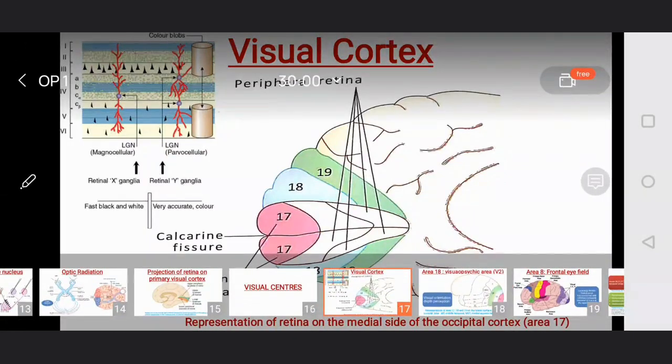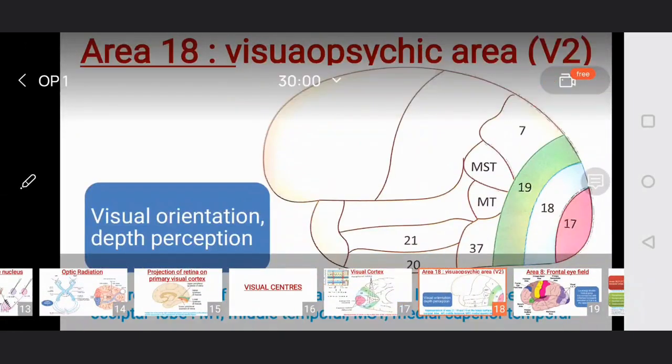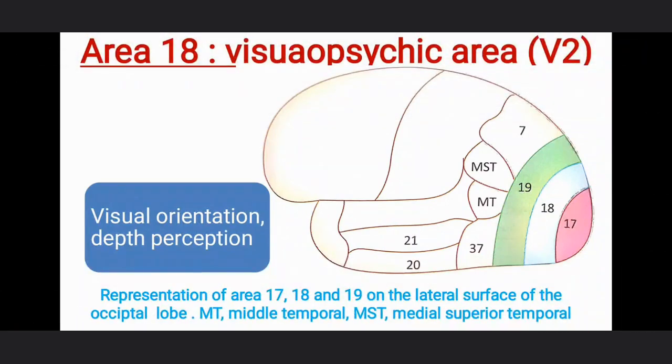Okay, now we'll move on to area 18, which we call the visuo-psychic area. We also call it V2, and it is located on the lateral surface of the occipital lobe above and anterior to area 17. This is concerned with higher visual functions such as visual orientation and depth perception, and finally relays information to other areas of the cerebral cortex.